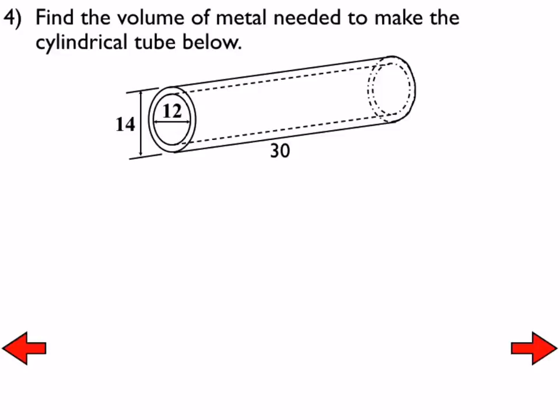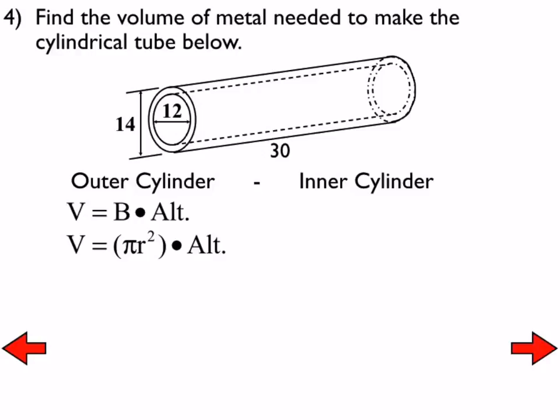So let's do what I just said. The outer cylinder, take away the part that's cut out of the middle to create that tube, the inner cylinder. So the outer cylinder has a diameter of 14. Of course, the radius is 7. So we have pi times 7 squared times the 30, which happens to be the altitude of that.